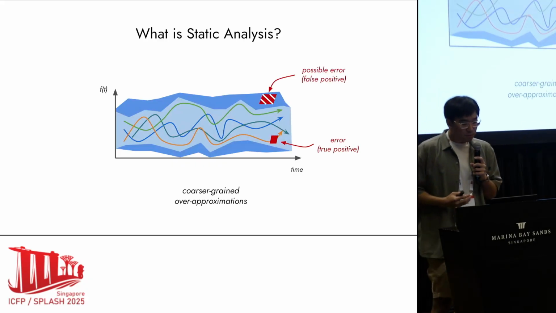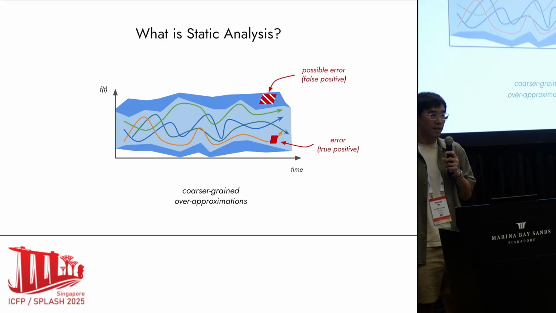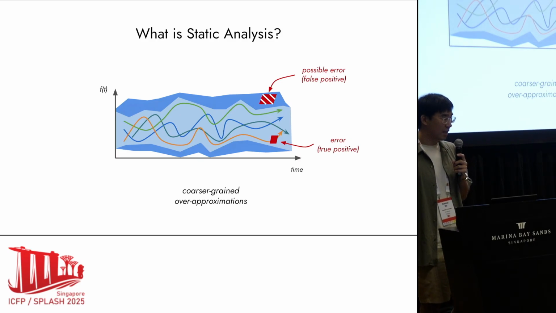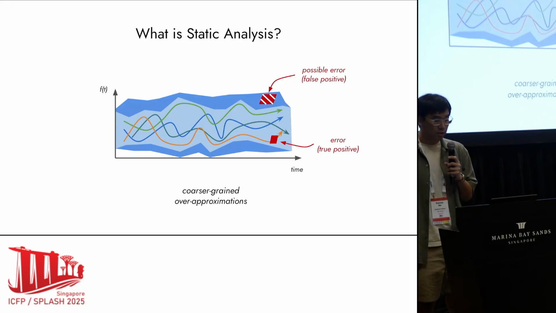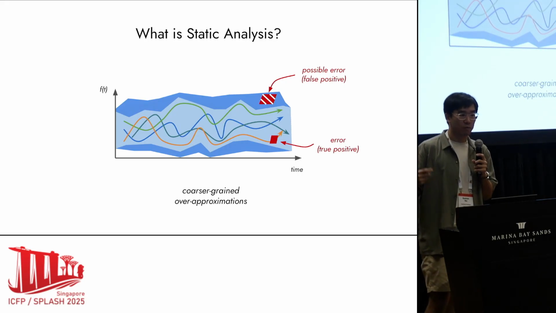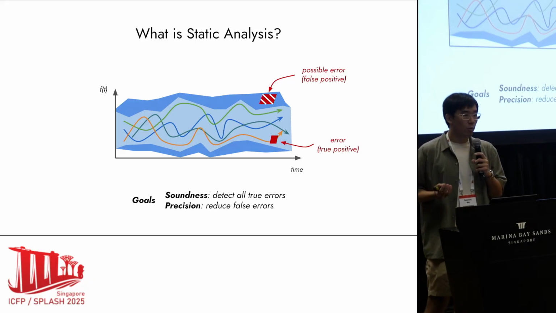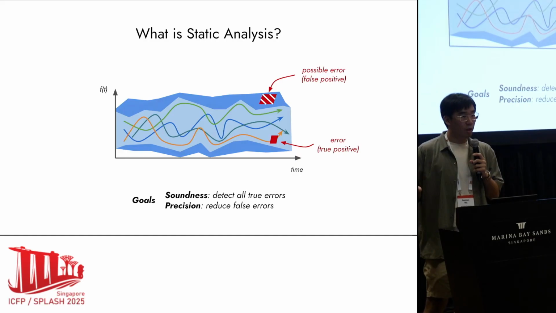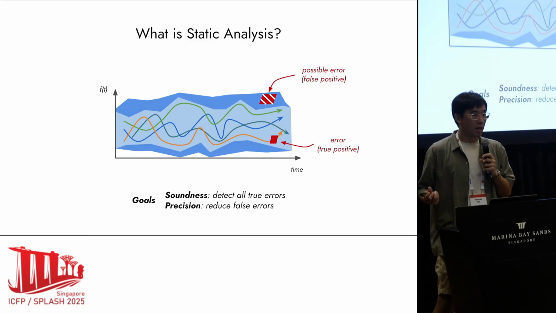But it's not always possible to have a perfect over-approximation. Sometimes we end up with a very coarse-grained over-approximation that covers some possible errors. We report them in the static analysis, but they're not really going to happen in the actual execution. This is known as false positives, or false alarms. So the goal of static analysis is twofold. One is soundness: we want to cover, or detect, all true errors. We also want precision, which means we want to reduce the number of false errors as much as possible.